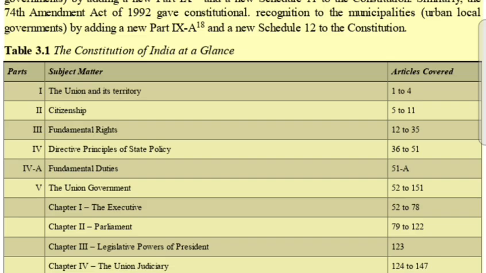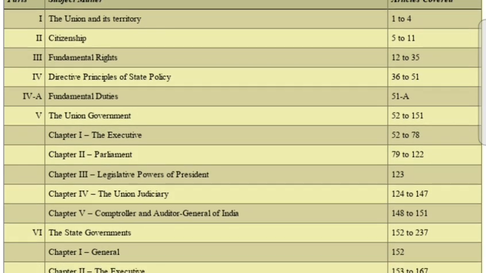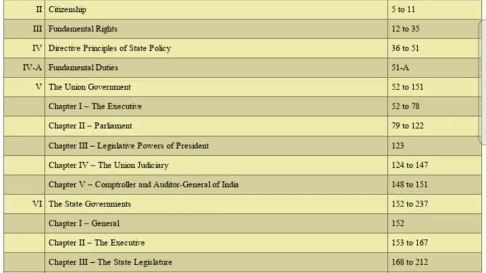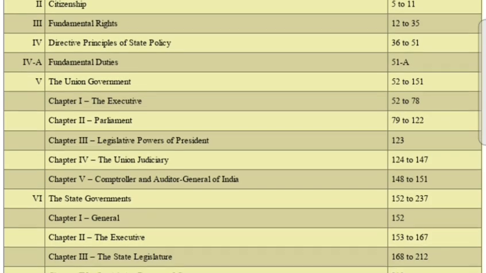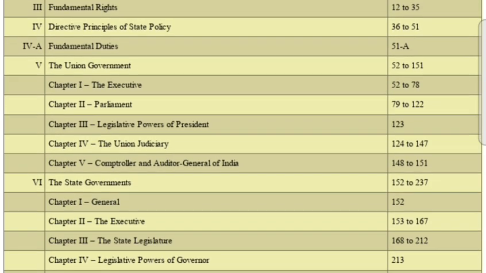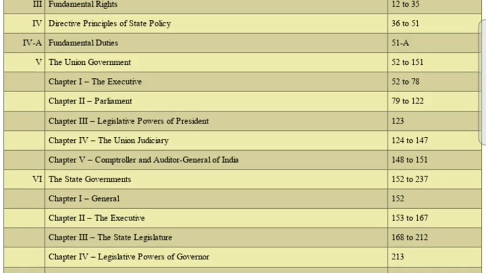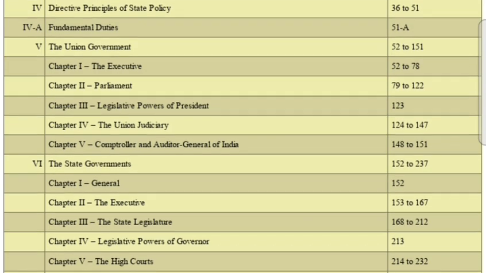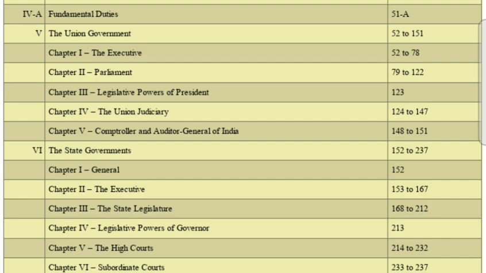Chapter 1, The Executive, 52 to 78. Chapter 2, Parliament, 79 to 122. Chapter 3, Legislative Powers of the President, 123. Chapter 4, The Union Judiciary, 124 to 147. Chapter 5, Comptroller and Auditor General of India, 148 to 151.